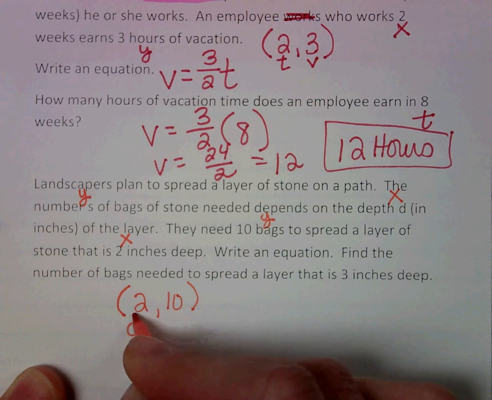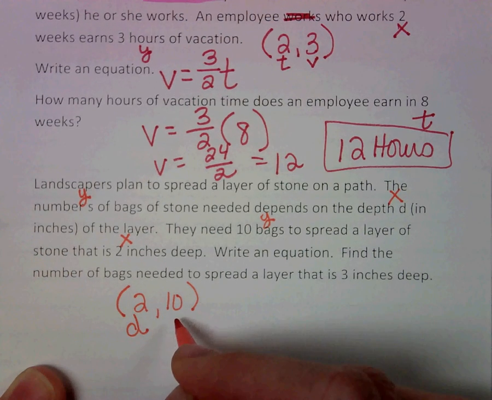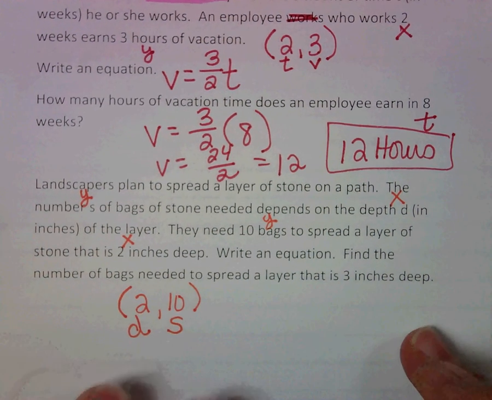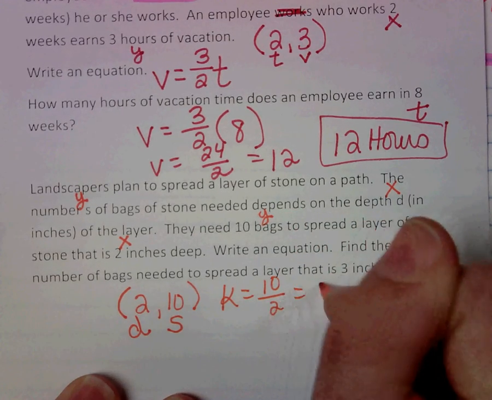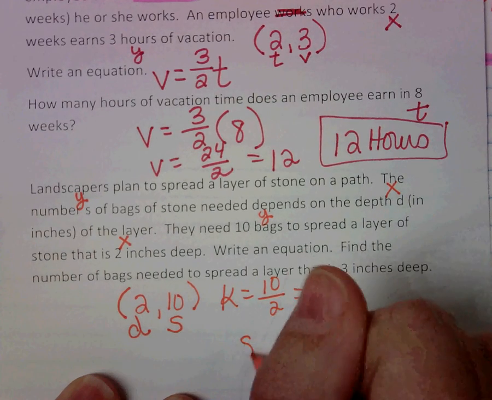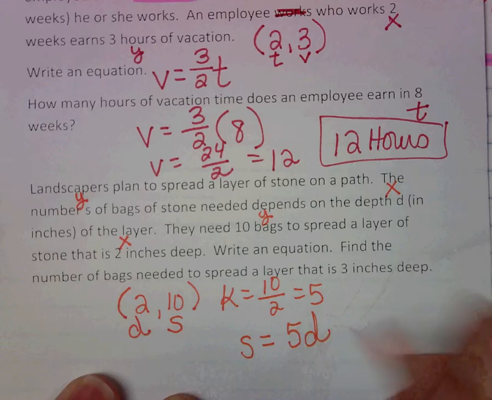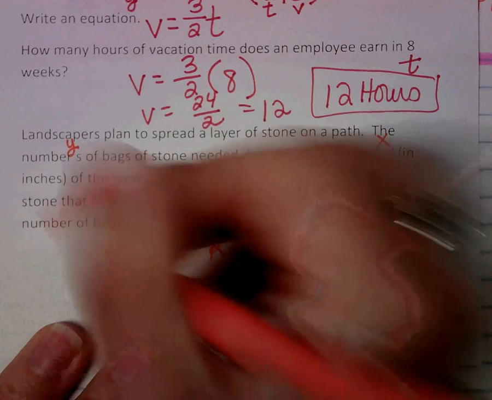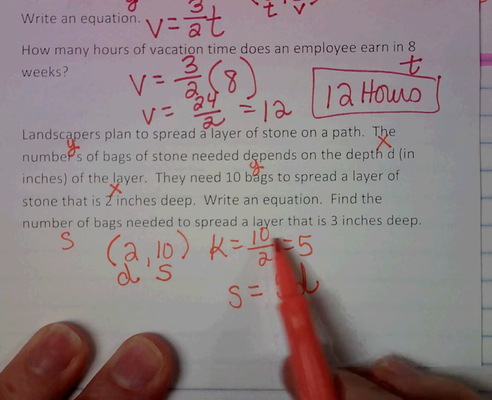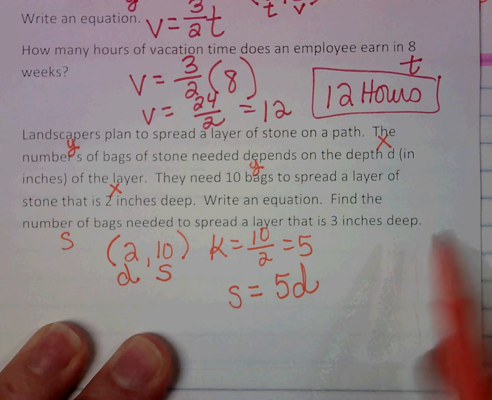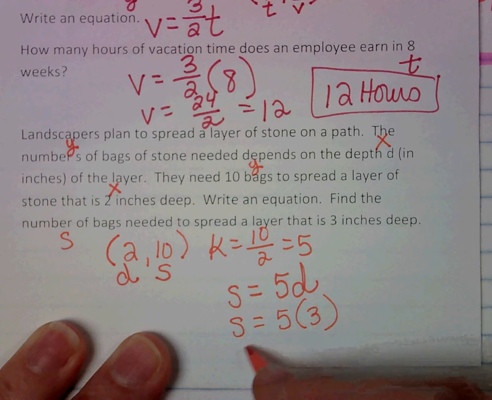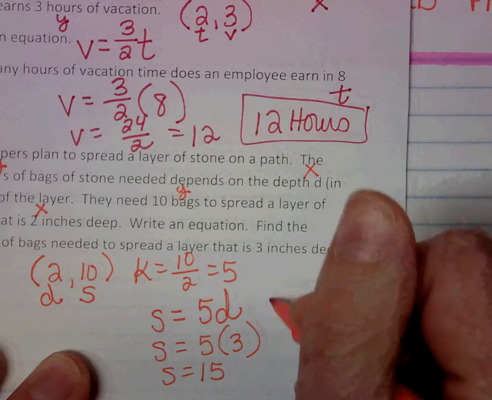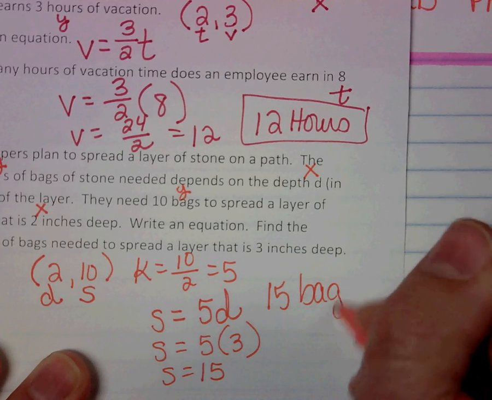We know the depth is D, and the number of bags is S. So let's write an equation. Our constant of variation is 10 over 2, or 5. So our equation would be S equals 5D. Now it says find the number of bags, S, needed to spread a layer that is 3 inches deep. So all we have to do is plug in 3 for D and solve. S equals 15. So we're going to need 15 bags of stone.